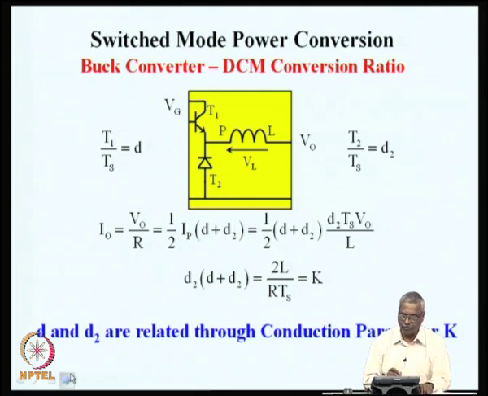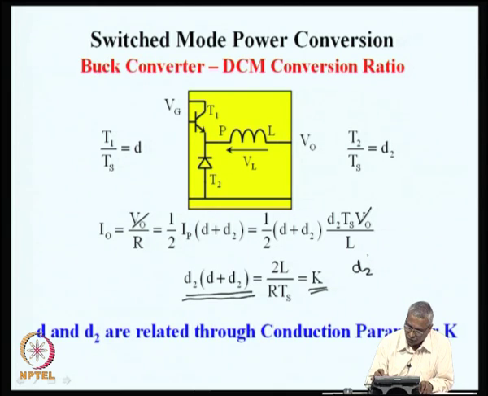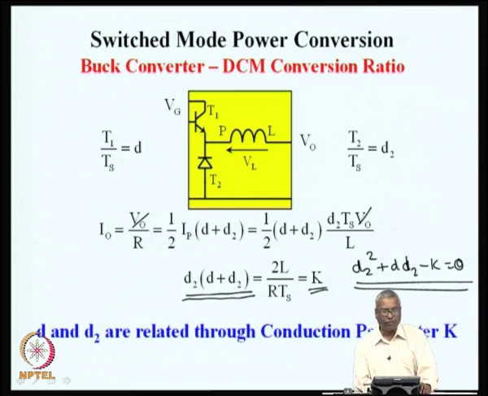this is simplified into a relationship. V0 is cancelled, and this 2L by R Ts can be taken to the other side. So, you see a relationship D2 into D plus D2 is K. This can be written as a second order equation in D2, namely D2 square plus D D2 minus K equal to 0. So, for the buck converter, the relationship between D and D2 is related through this quadratic equation in D2. So, from this equation it is possible to evaluate D2 in terms of D.